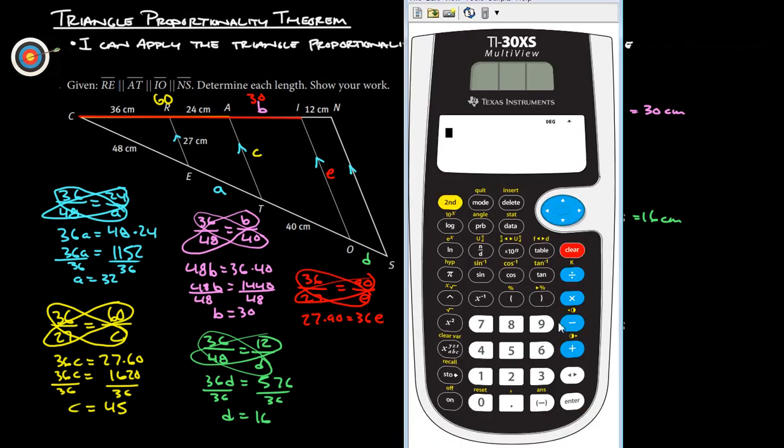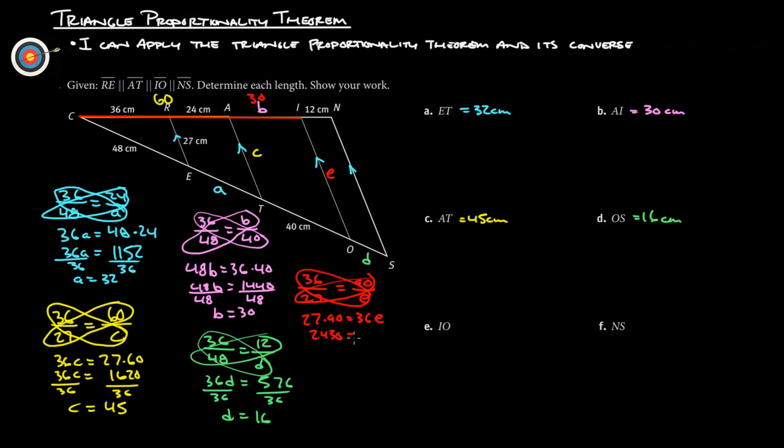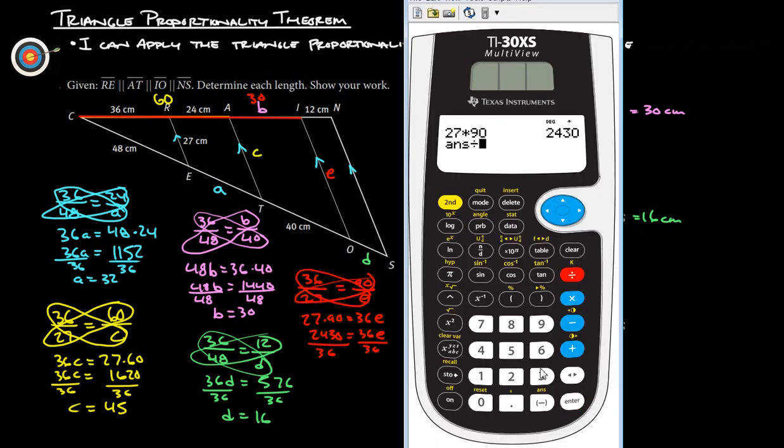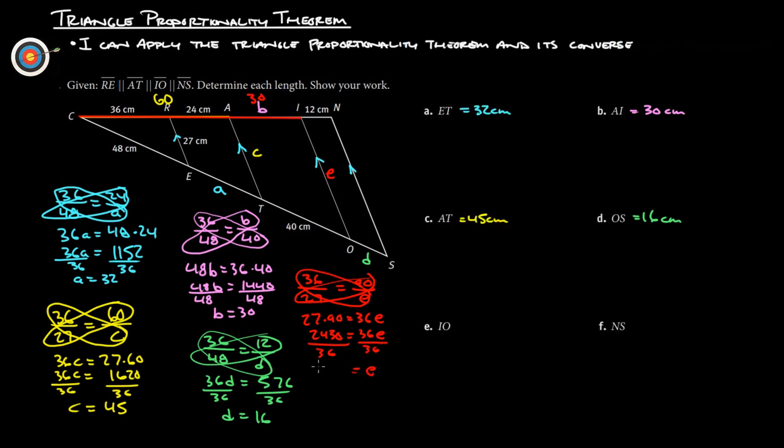Okay. So 27 times 90 gives us 2430 equals 36E. Divided by 36, and we get 67.5. 67.5 centimeters.